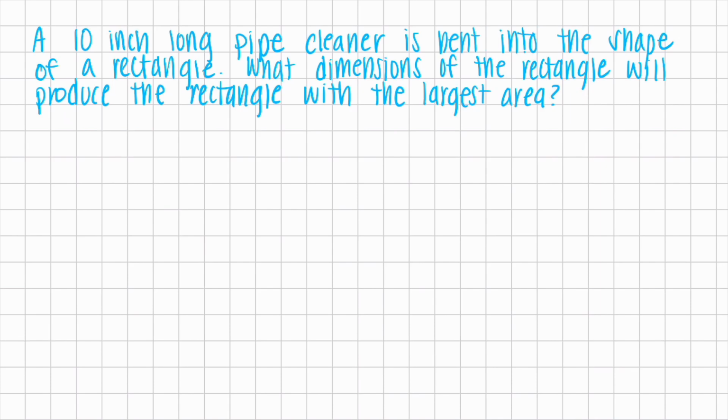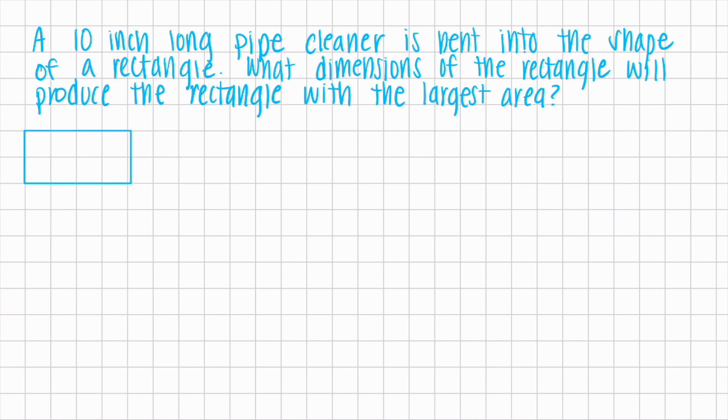So let's do an optimization example. This example says a 10-inch long pipe cleaner is bent into the shape of a rectangle. What dimensions of the rectangle will produce the rectangle with the largest area? So I always say let's draw a picture. So we're talking about a rectangle.